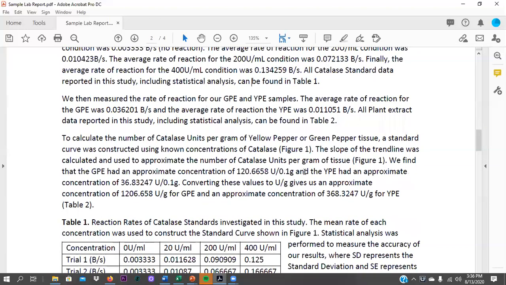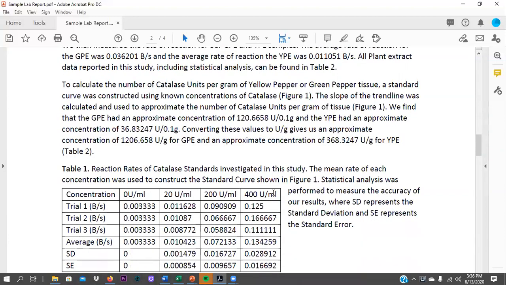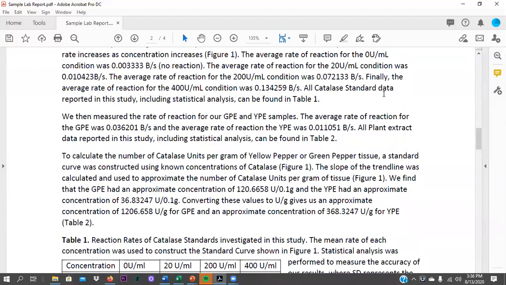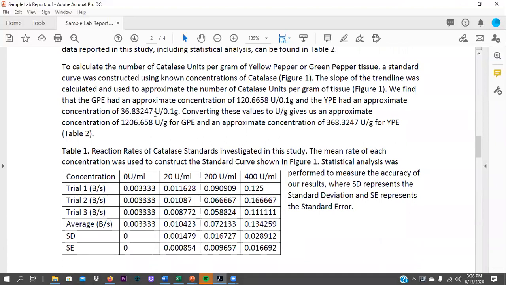The second way that you will report your data is in tables and figures. And these tables and figures will be referenced in your paragraph. For example, here, I have shown that all catalase standard data reported in this study, included the statistical analysis, can be found in Table 1. In our results section, we will also contain the tables and figures.